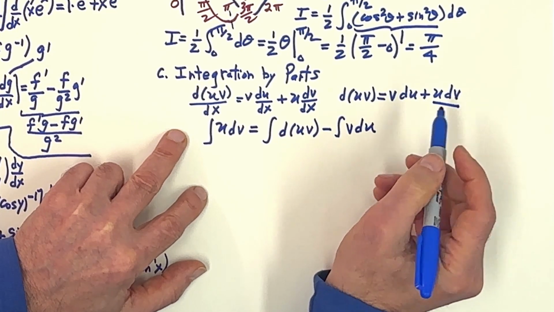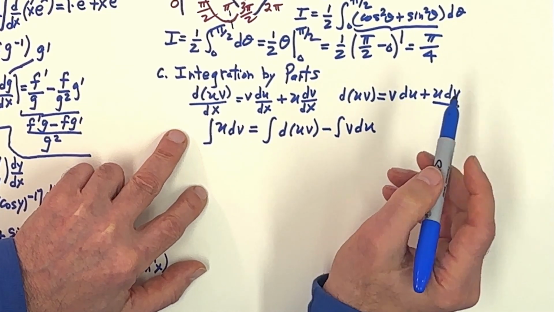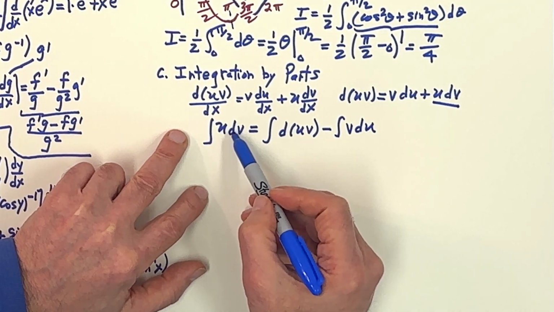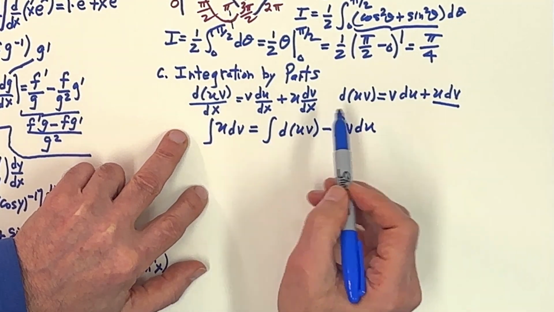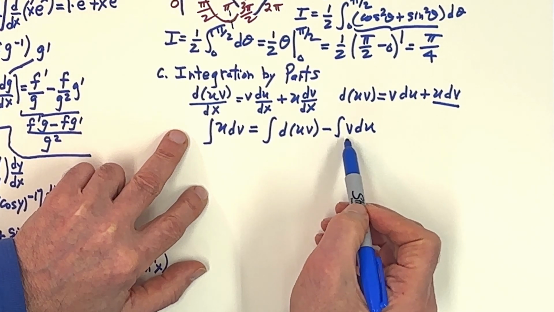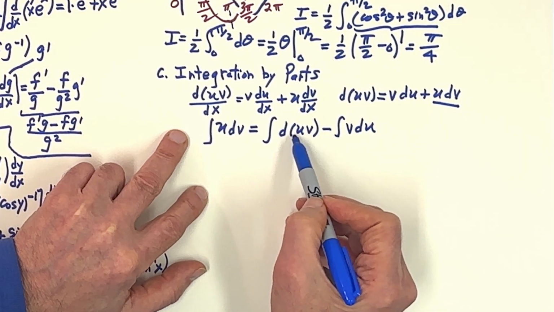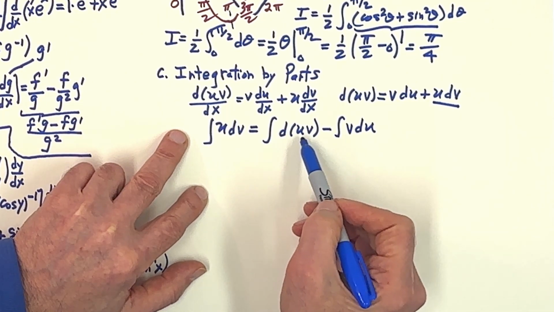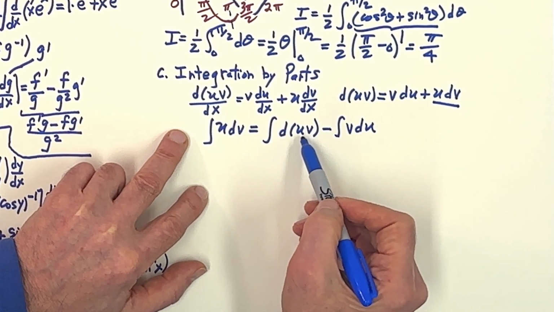Now, the reason you want to look at this is that it might be that this integral is too hard to do. But using this trick, this integral may be easy to do. And then this is not an integral at all, because if you integrate a differential, you just get uv. So this one's basically done.